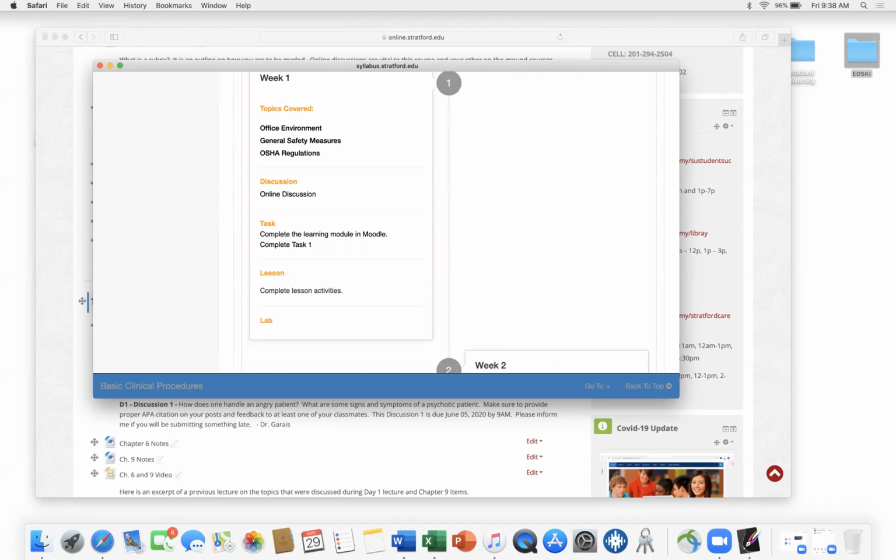Now for this week, it's office environment, general safety measures, and OSHA regulations. OSHA is the Occupational Safety and Health Administration, and it is the main reason why we do what we do. Now, government agencies like OSHA and CDC have no real power themselves, but if they report you to other government departments, then that becomes a problem.